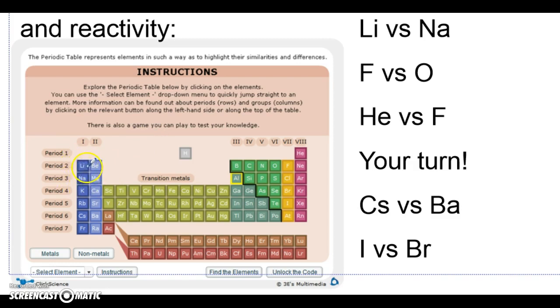So I know if I'm going to talk about mass, sodium is heavier than lithium. Size, well, size increases as we go down, so sodium is larger than lithium. And reactivity, well, sodium is closer to francium, so sodium is more reactive than lithium.